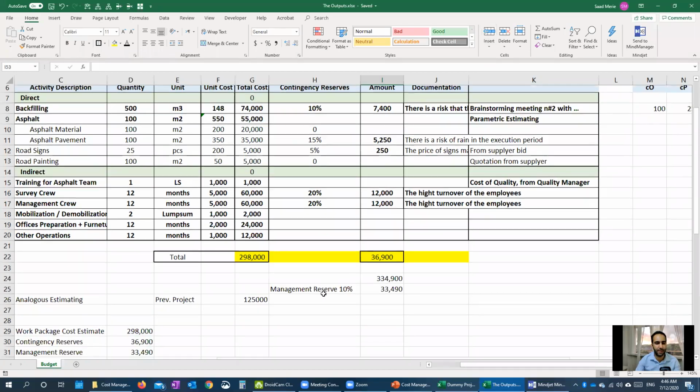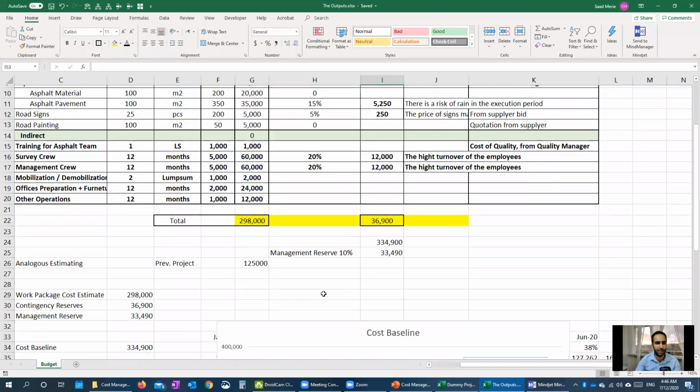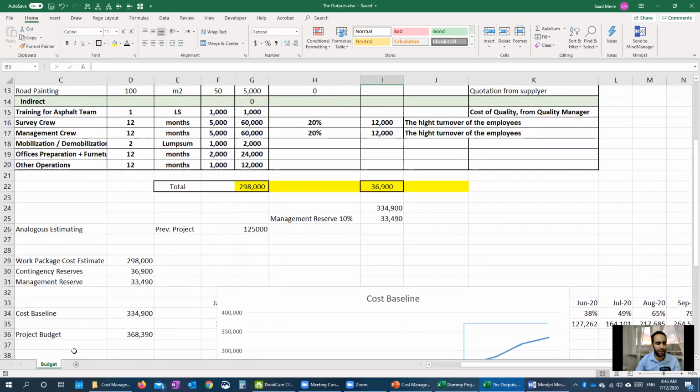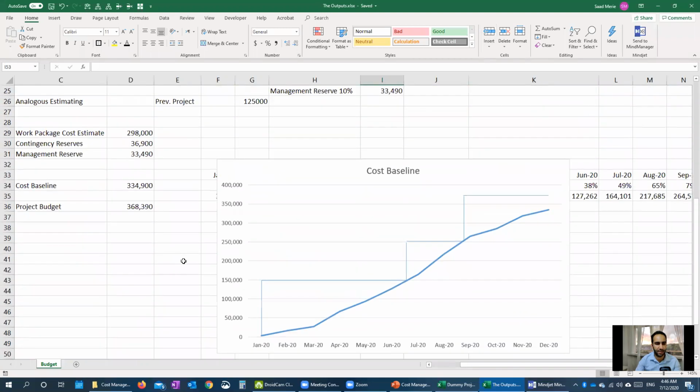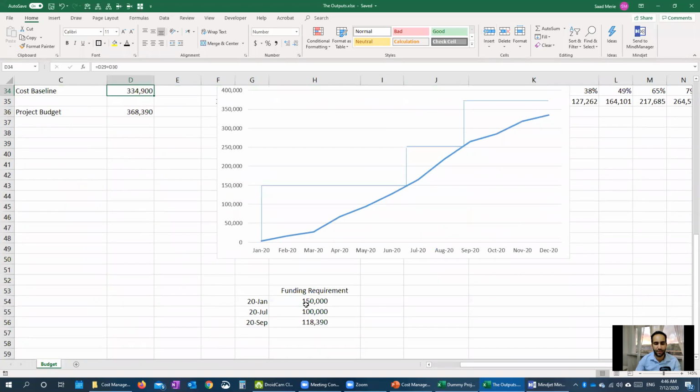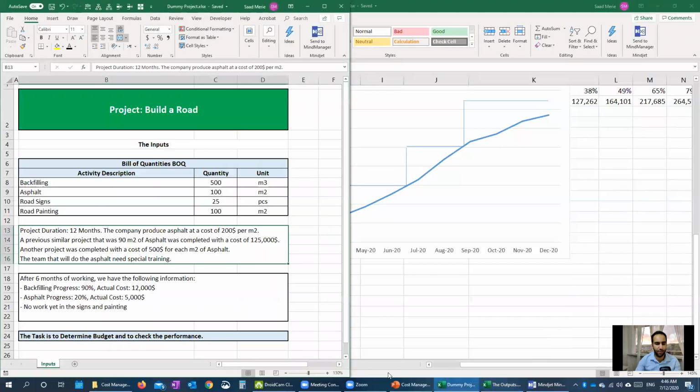So all the slides here that we talked about in this example are about the project budget, how we determine the budget. In this case, the project budget is 368 and the cost baseline is 334. And we also determine the funding requirements. In this way, we've solved the first part of the task, which is to determine the budget.